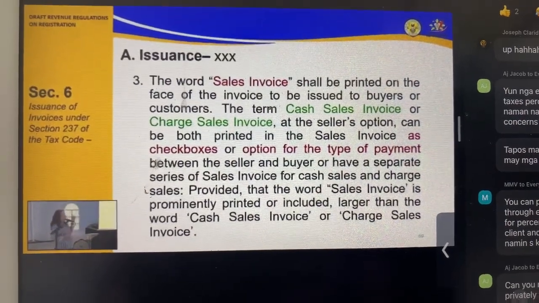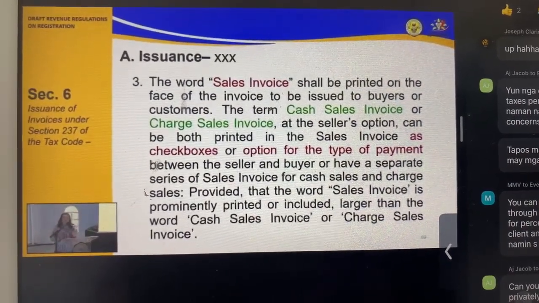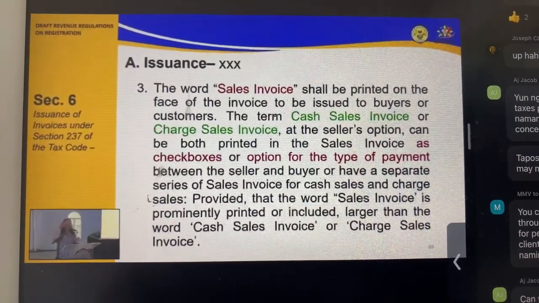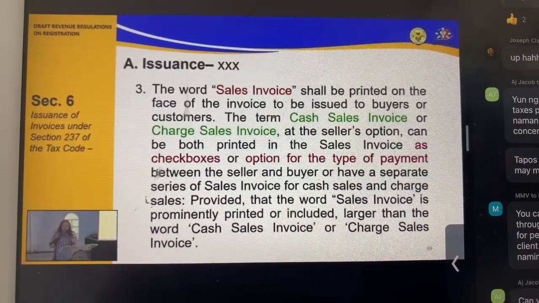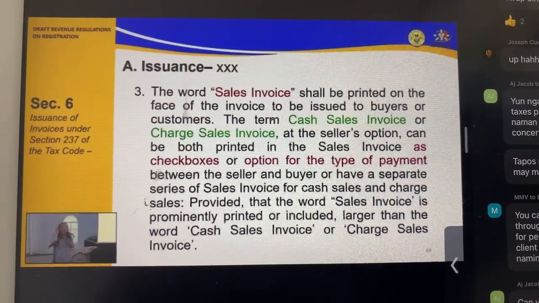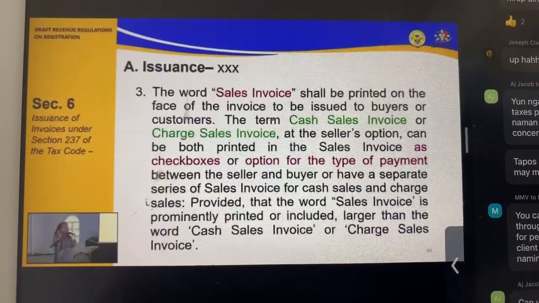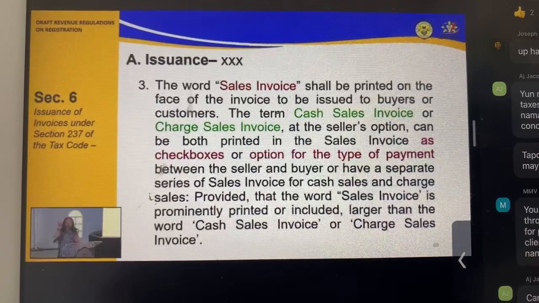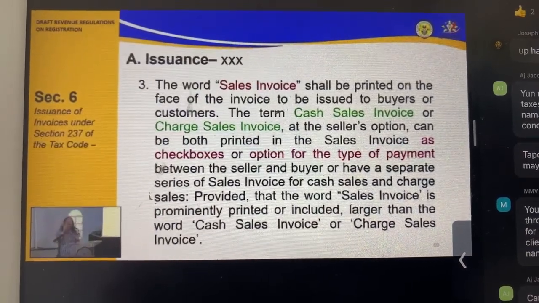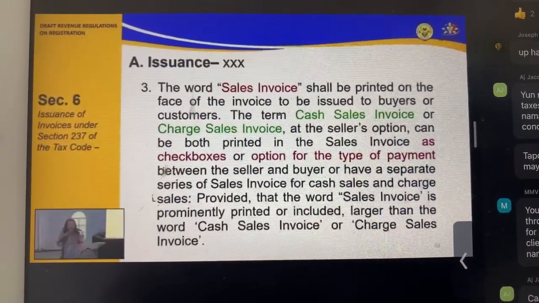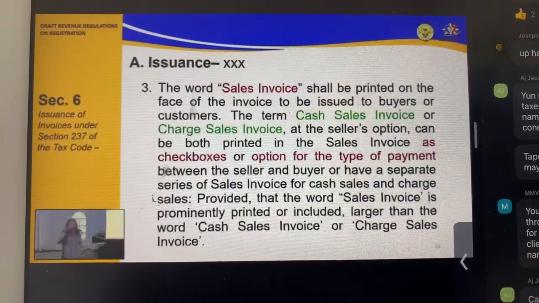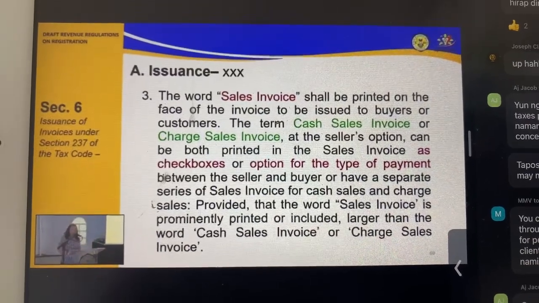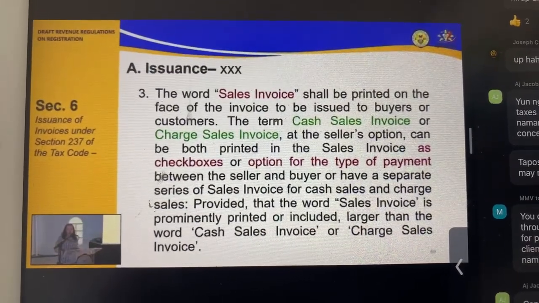Okay, that's one. The other is, pwede kasi na instead of sales invoice, ang pangalan ng dokumento, pwede mo gamitin cash invoice for cash transactions. Pwedeng credit invoice o kaya charge invoice for credit transactions. This time, hindi na siya generic. Specific sales transaction ang paggagamitan mo ng invoice. Either way, it's your option.